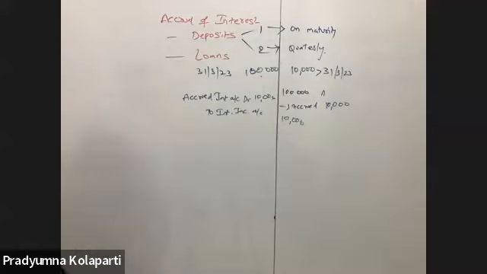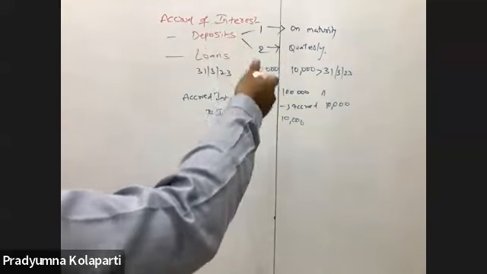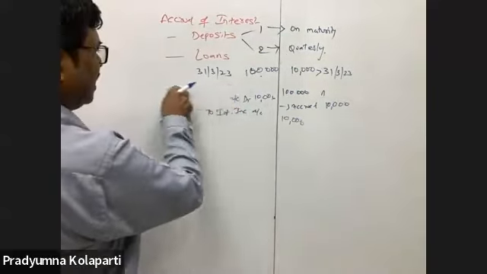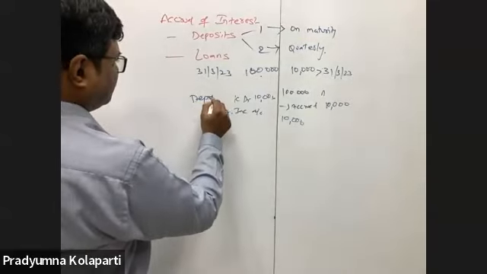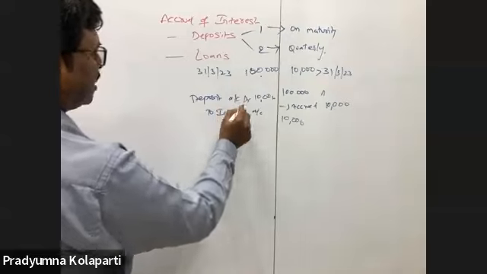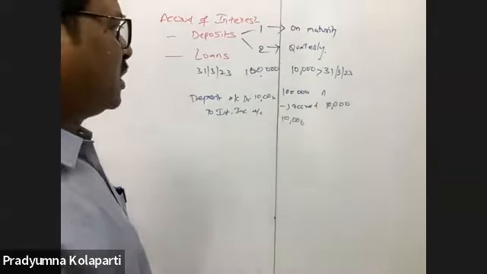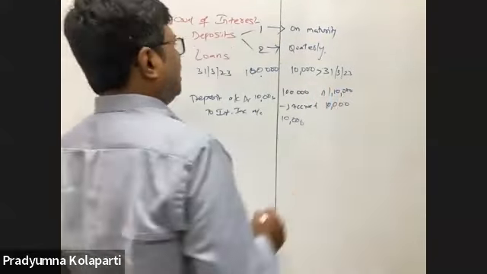If it is on maturity, they will add it to the deposit. If they are adding it to the deposit, then it will be deposit account debit to interest income account 10,000, and the balance confirmation will be 1 lakh 10,000.